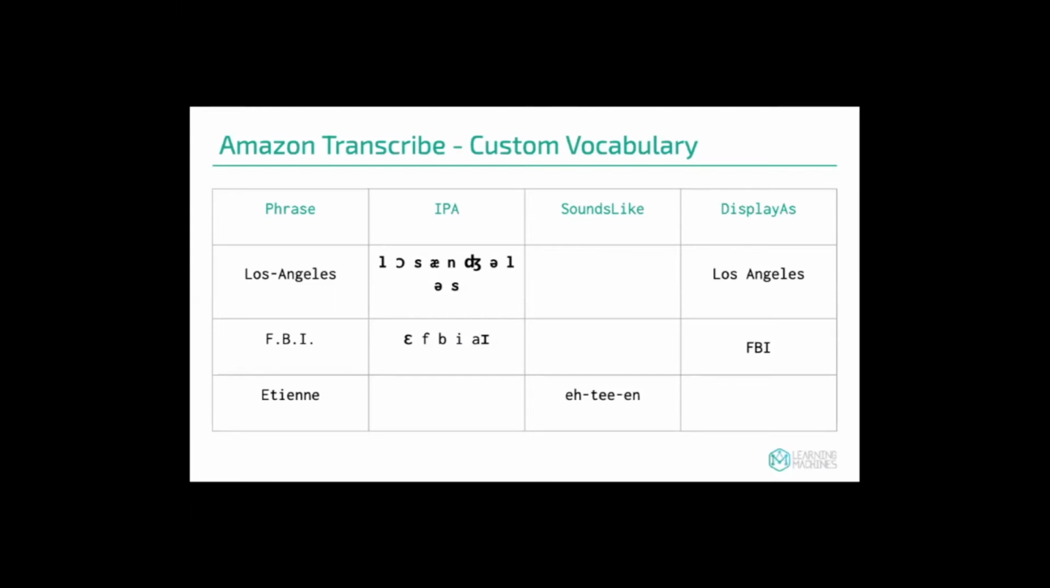Typically, there's two ways to do it. You could use the International Phonetic Alphabet, where you would have different phonemes in your representation. And you would then give an indication to the system that this is the way in which different words are pronounced. Or you could use what is called the sound-like specification, where you would try and describe words that sound in a similar way. In addition, you could also specify how these words should be displayed in your transcribed text.